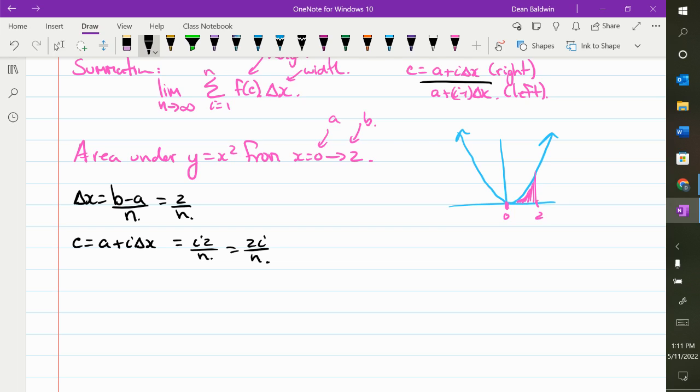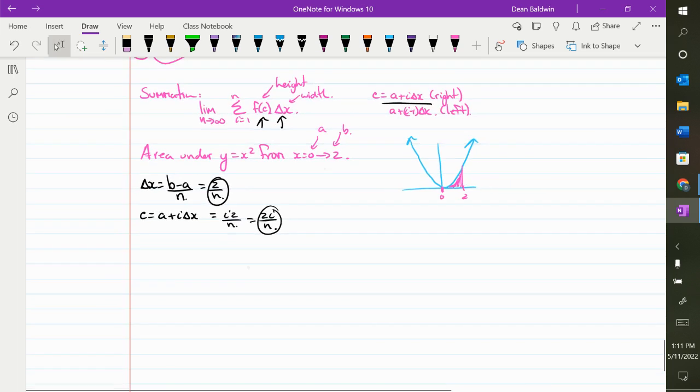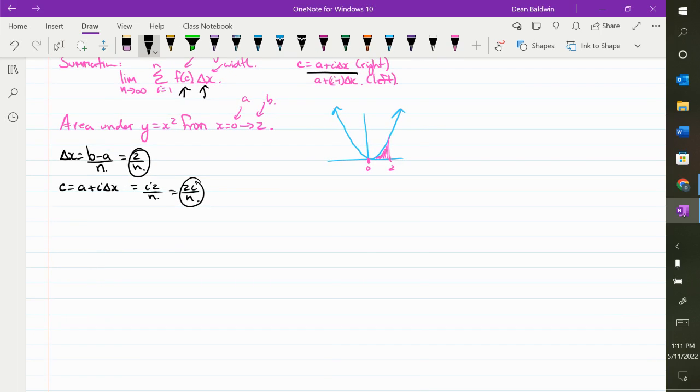All right, are we good? Then this and this go into our formula. The only thing that's annoying about this is writing the limit every time. The limit as n goes to infinity of the sum from i equals 1 to n of f of our c value, 2i over n, times delta x, which is 2 over n.